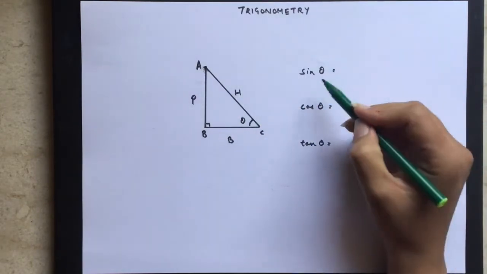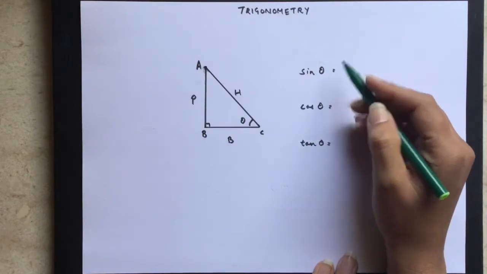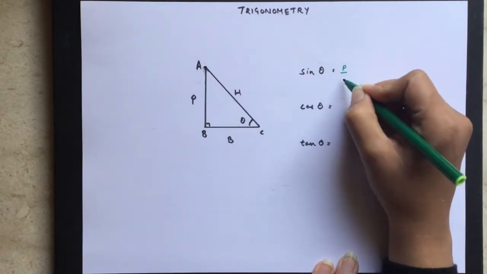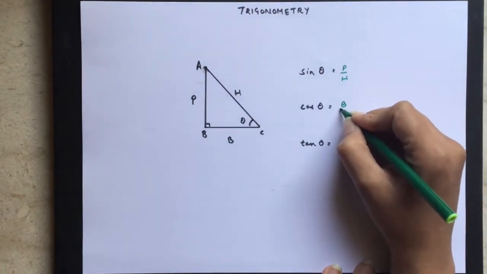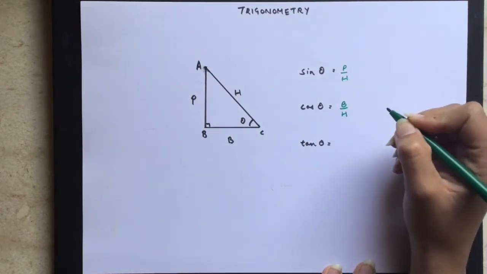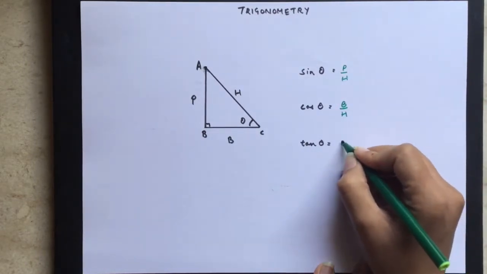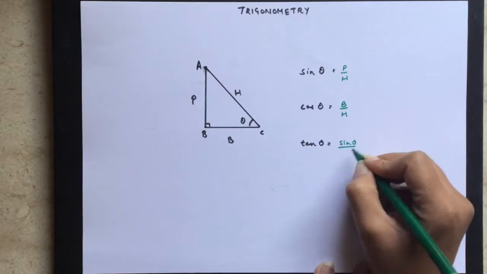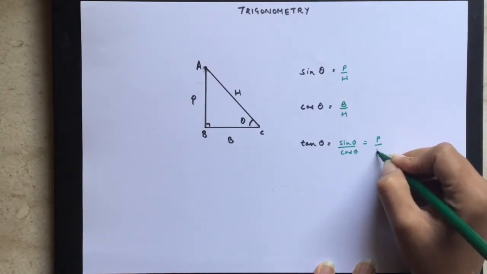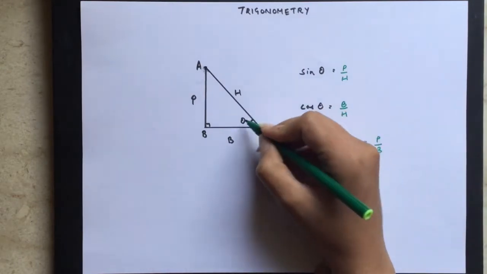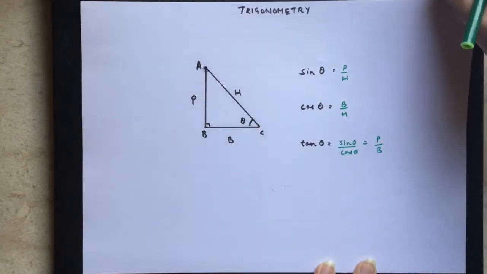So basically, sine theta is a ratio of perpendicular by hypotenuse by definition. Similarly, cos theta is the ratio between base and hypotenuse, and tan theta is the ratio between sine theta and cos theta, which makes it the ratio of nothing but perpendicular by base, when this is clearly theta.